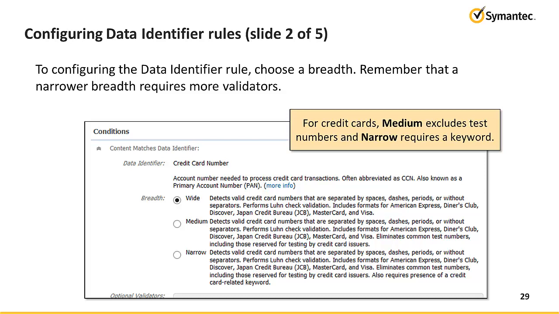Remember that a narrower breadth will require more validators. As another example, selecting narrow breadth for the randomized U.S. Social Security number data identifier requires that the text SSN, Social Security number, or SS pound appear in a document for a match to occur.